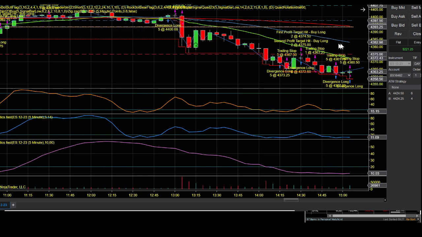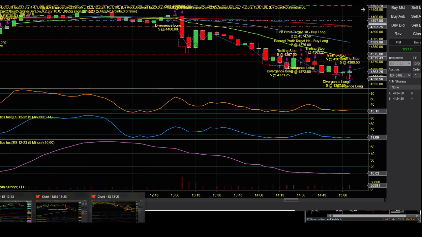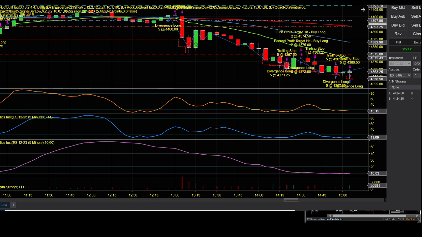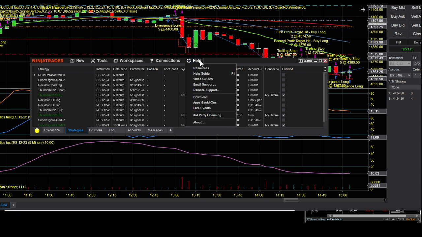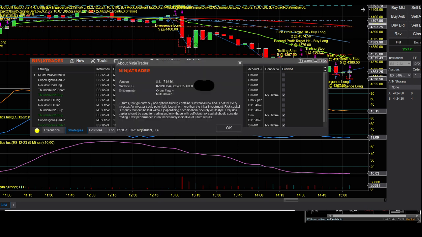And when you do that, of course, you have to send me your machine code, and that can be found in your NinjaTrader control panel. When you go to your NinjaTrader control panel, you're going to go to the help button right here, and you're going to go down to about. All right, you're going to click on about, and then it'll pop up here, and you'll have your machine ID.